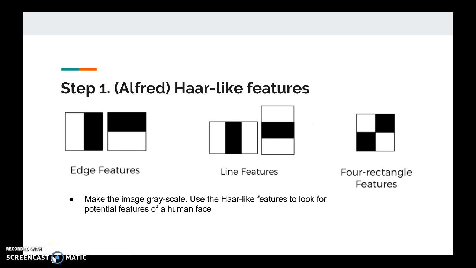It's broken down into 4 steps. The first step is to use what's called Haar-like features. Alfred Haar was a mathematician from the early 1900s. He studied wavelets and light, and that's what this is mostly based off of. What you have are edge features. You think of this almost like a 4-pixel structure. It could be more of a rectangle. You have line features and 4 rectangle features.